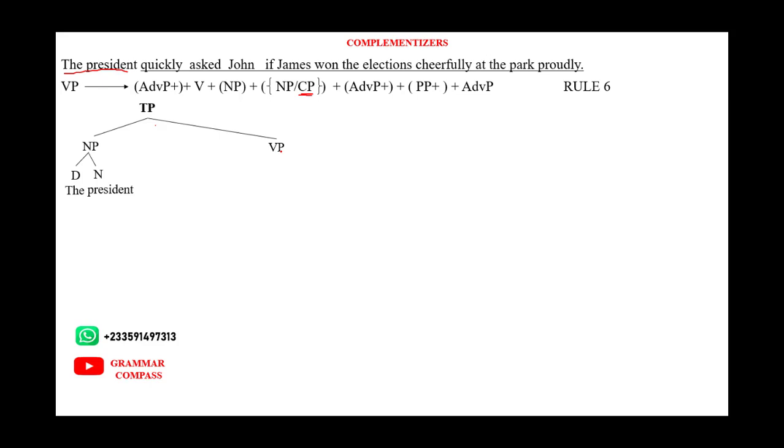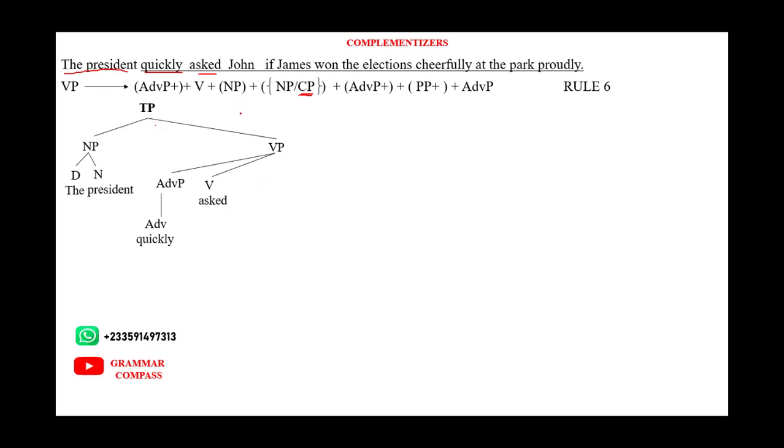First of all, this verb phrase is made up of the adverb phrase "quickly." That is what we see over here. So this verb phrase is made up of the adverb phrase "quickly," and this adverb phrase consists of one word, adverb, that is "quickly." Let us move on. This verb phrase consists of the head verb, that is "asked." This is this part. The verb phrase consists of the head verb, which is "asked."